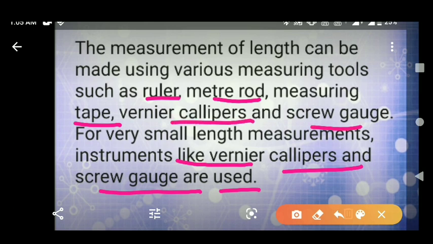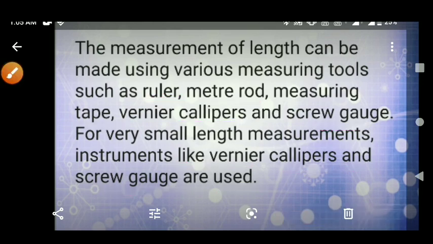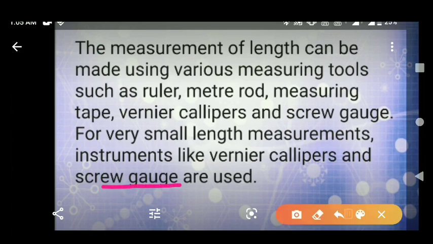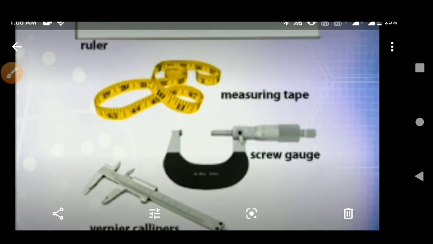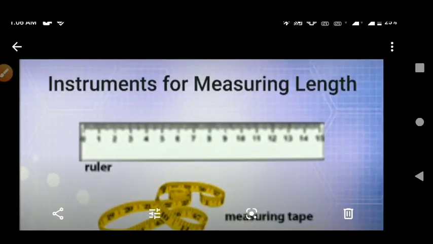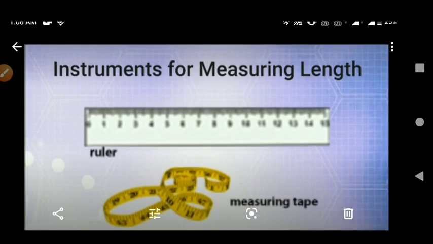These two devices, vernier caliper and screw gauge, are basically used in laboratories and industries when we require accurate and small measurements. So these are the different devices: vernier caliper, screw gauge, measuring tape and ruler. By using these we can measure length.